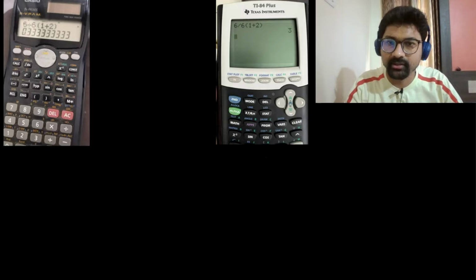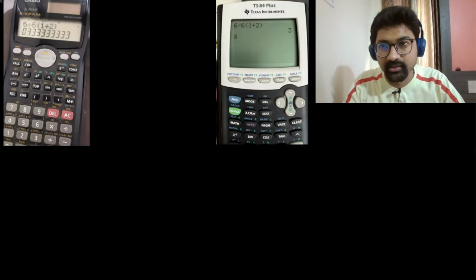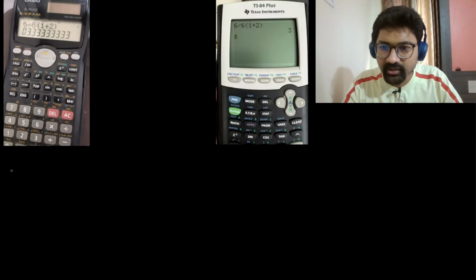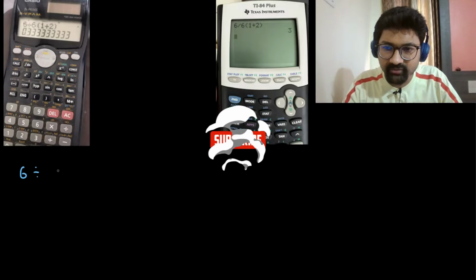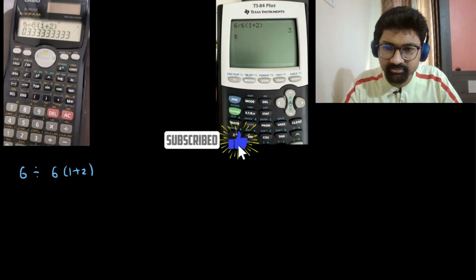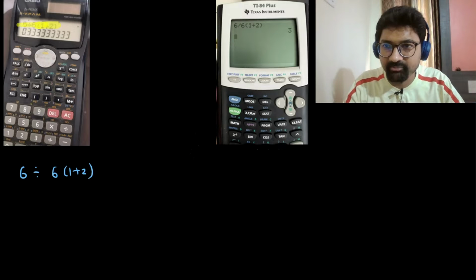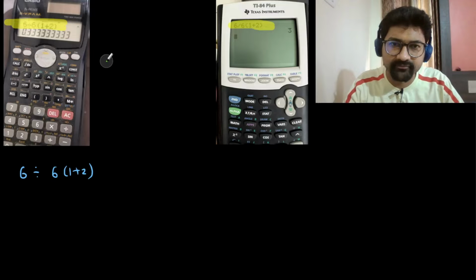So we're going to be talking about a really exciting topic today, PEMDAS, although it's pretty basic, but sometimes the questions can really confuse us. I just came across this question in one of my tutoring sessions, and it was really interesting. The question is 6 divided by 6 times, in parentheses, 1 plus 2. And surprisingly, when we put these things into two different calculators, they give two different answers.